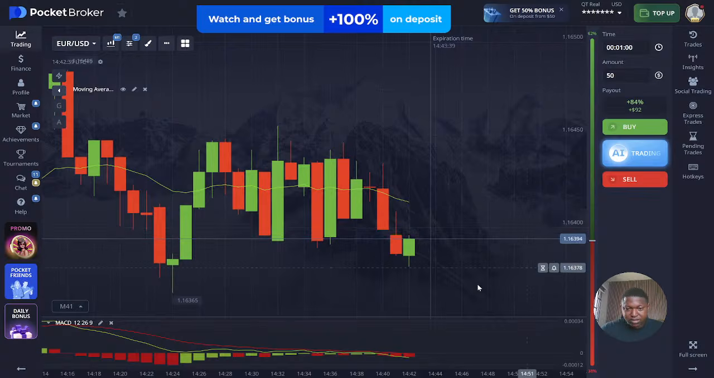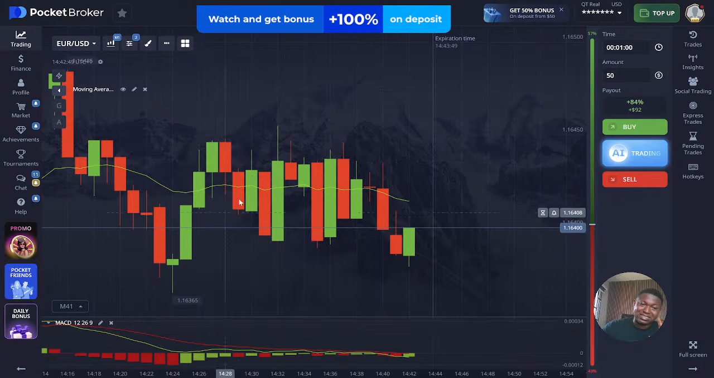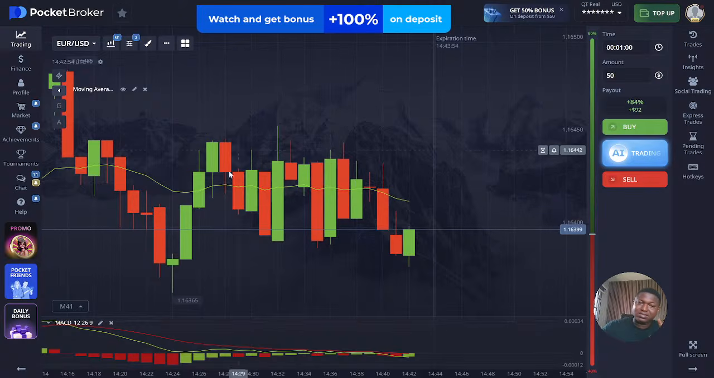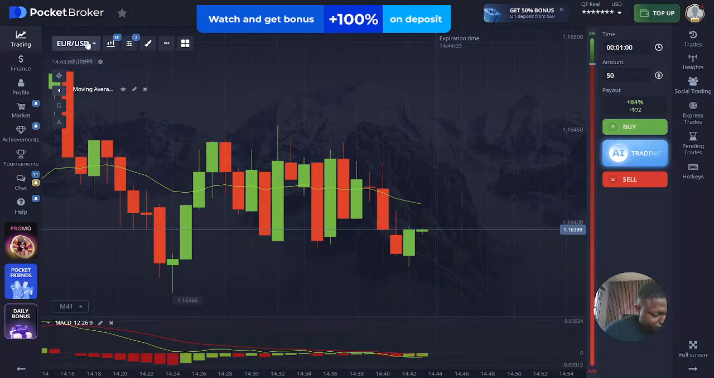All right, let's keep observing it. It's like it's still a sideways market. Note: do not trade in a sideways market. Do not trade in this type of market. It seems like it's doing that again. Maybe we change from Euro USDT. Let's change to another asset.